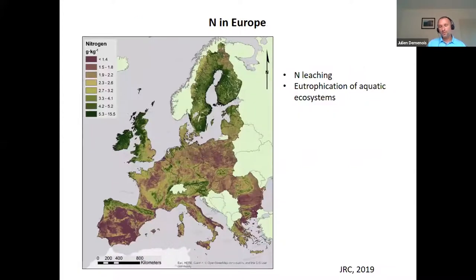However, the situation is quite different, let's say, from region to region. And here I show you a map from Europe concerning the availability of nitrogen in the soil. And in fact, what we see, first of all, is that there is quite high diversity of nitrogen content in the soil, from high level in green to low level in brown. And in fact, the challenge in Europe, or at least in some part of Europe, is a little bit different than in other parts of the world, I would say. We have a concern with nitrogen leaching and eutrophication of aquatic ecosystems. Saying so that, in fact, in some areas we have too much nitrogen in the soil. So it's a contrasting situation compared to what I've said just before with the global map with the nitrogen limitation.